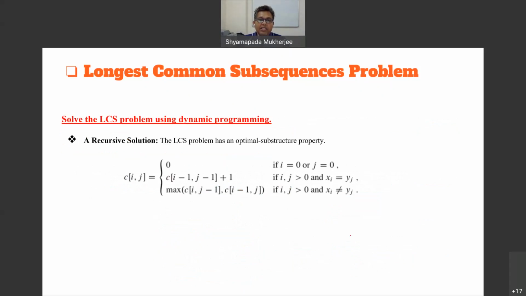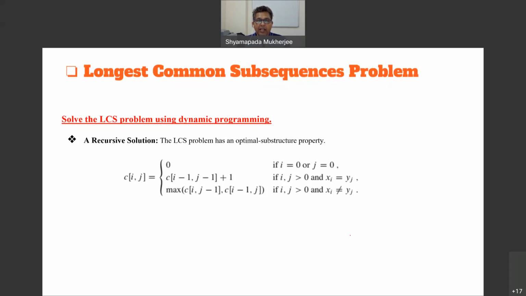Then the next thing we see in the longest common subsequence is the overlapping subproblem. But before that, we need to see that the optimal substructure property can be used to create a recursive solution for the problem. So how can we see the recursive solution? We want to find an optimal solution for the longest common subsequence, and the length is what we are interested in, that is, the longest length of the sequence.